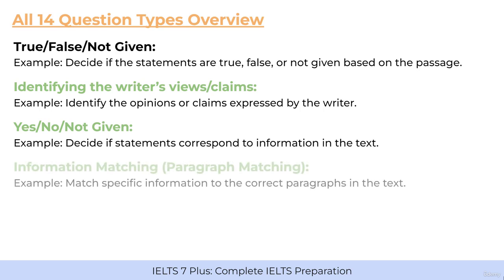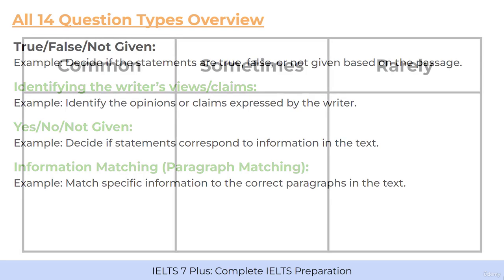Here we have information matching. So paragraph matching specific information to correct paragraphs in the text. It's not about subheadings, it's about statements and information. Again, this often doesn't come up.